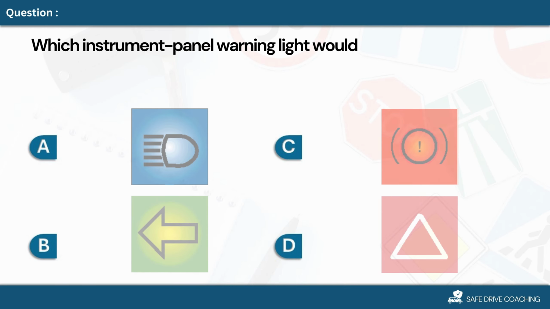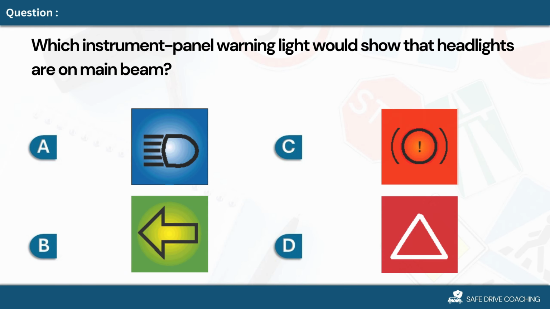Which instrument panel warning light would show that headlights are on main beam? The correct answer is A.